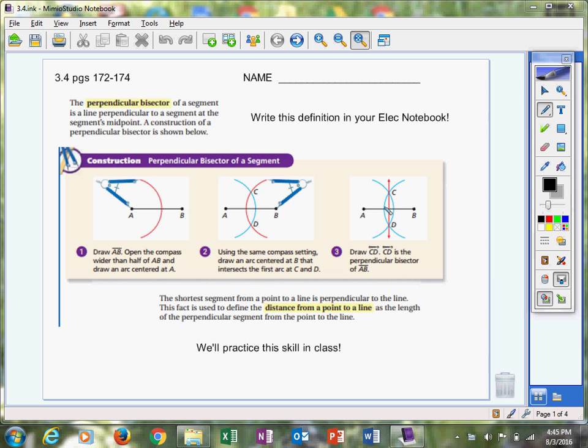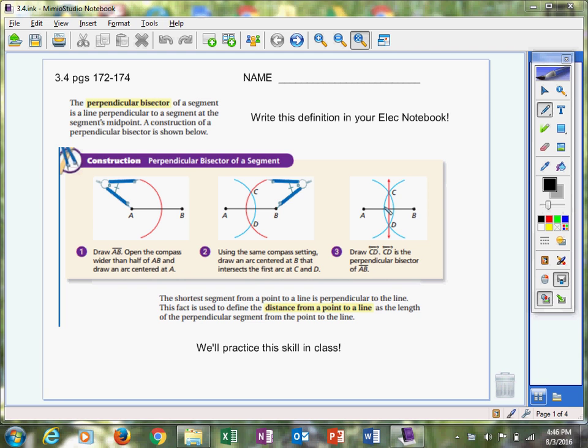Section 3.4 today, and in 3.3 we've talked about parallel lines. This section's all about perpendicular lines. So in your electronic notebook, go ahead and write the definition for a perpendicular bisector. It's a segment that's perpendicular to another segment at that segment's midpoint. And we're going to construct these in class.